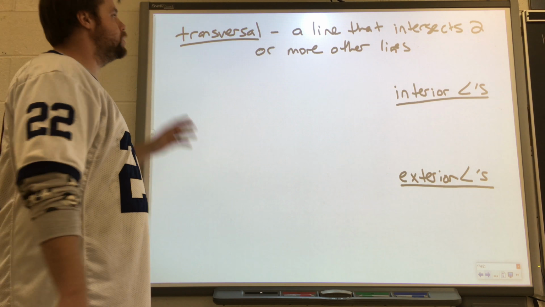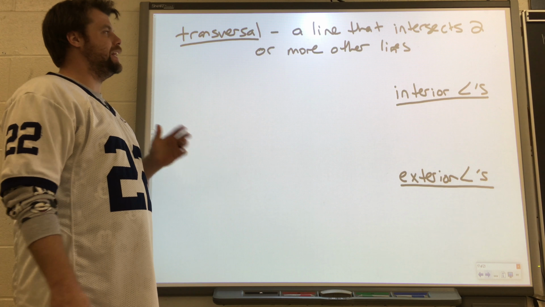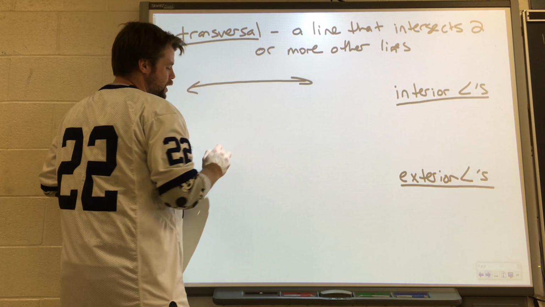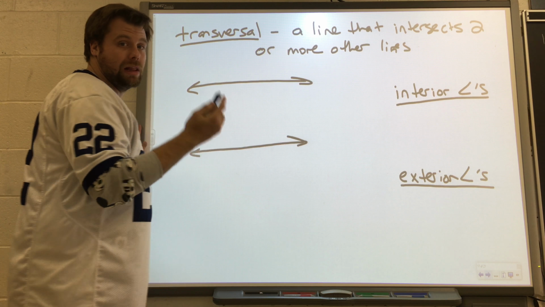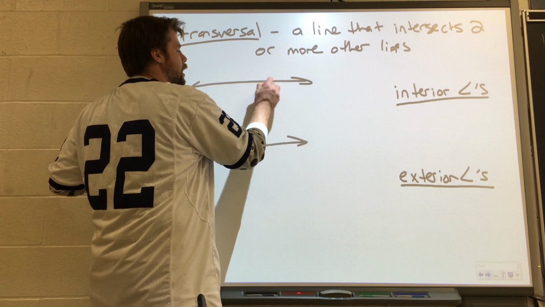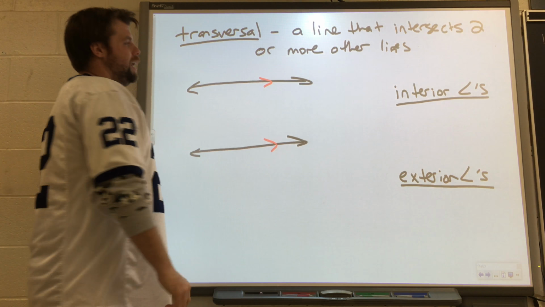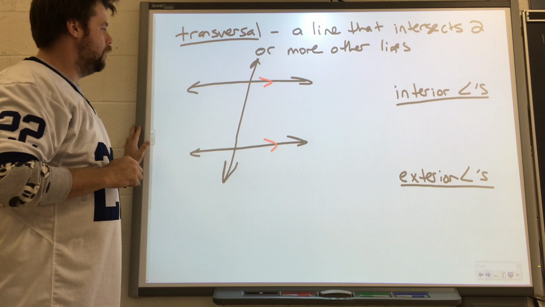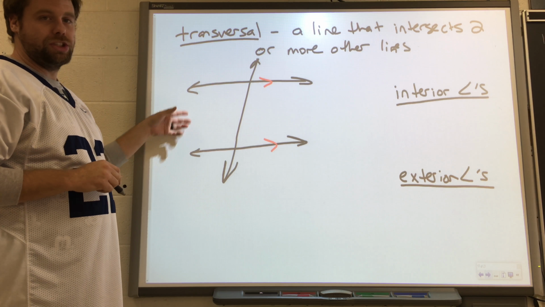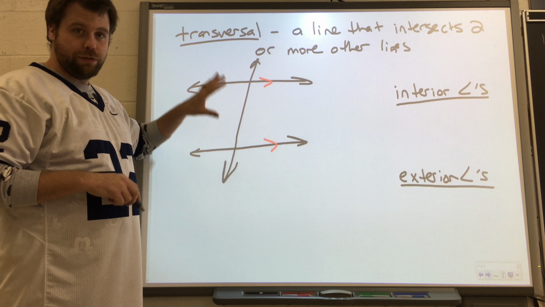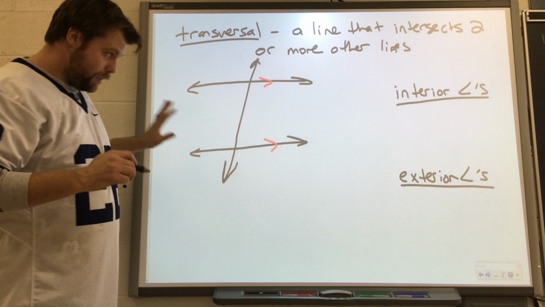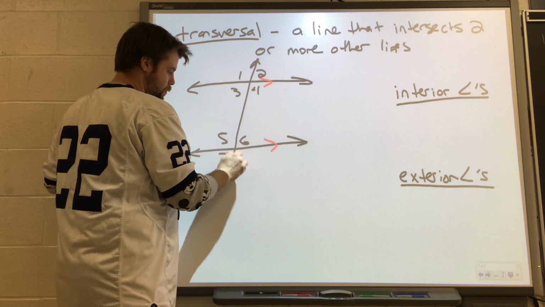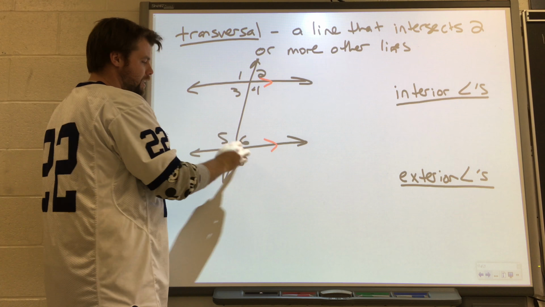A transversal. A transversal is a line that intersects two or more other lines. We see transversals a lot when we're dealing with parallel lines. So let's just say I have two parallel lines here, and I intersect those two parallel lines with a transversal. Well, that transversal has just created 8 different angles. 4 up here and 4 down there. Let me number them. So 1, 2, 3, 4, 5, 6, 7, 8.